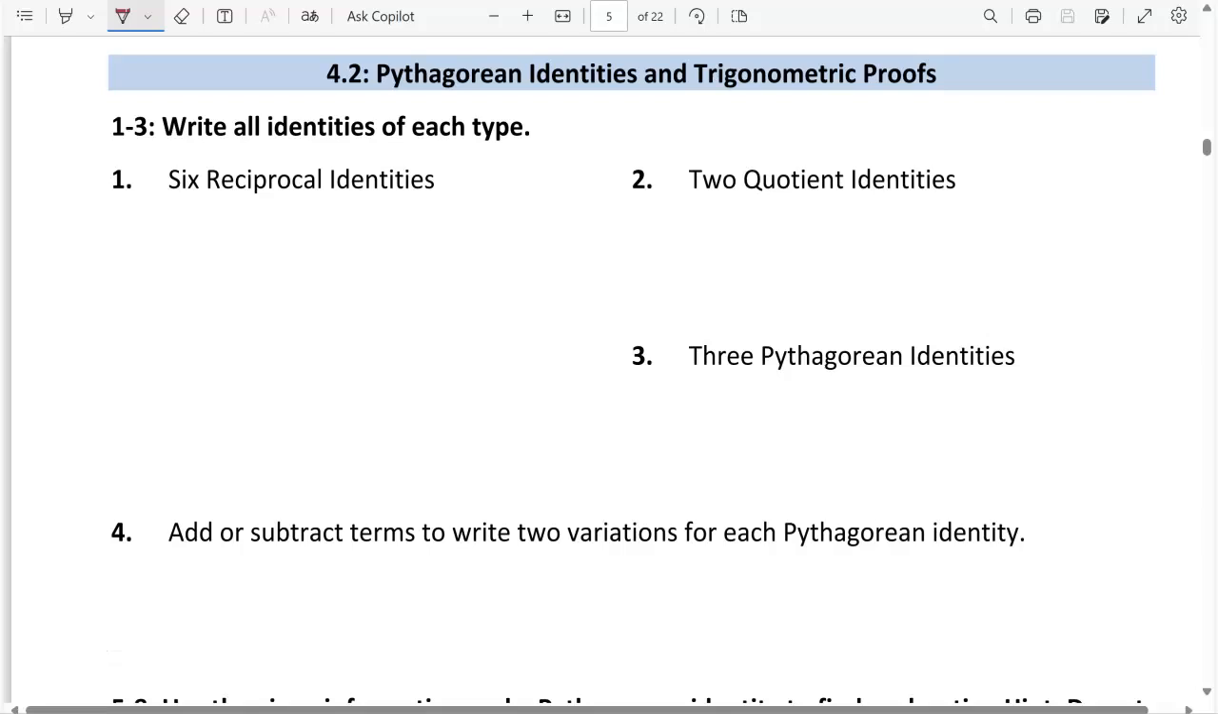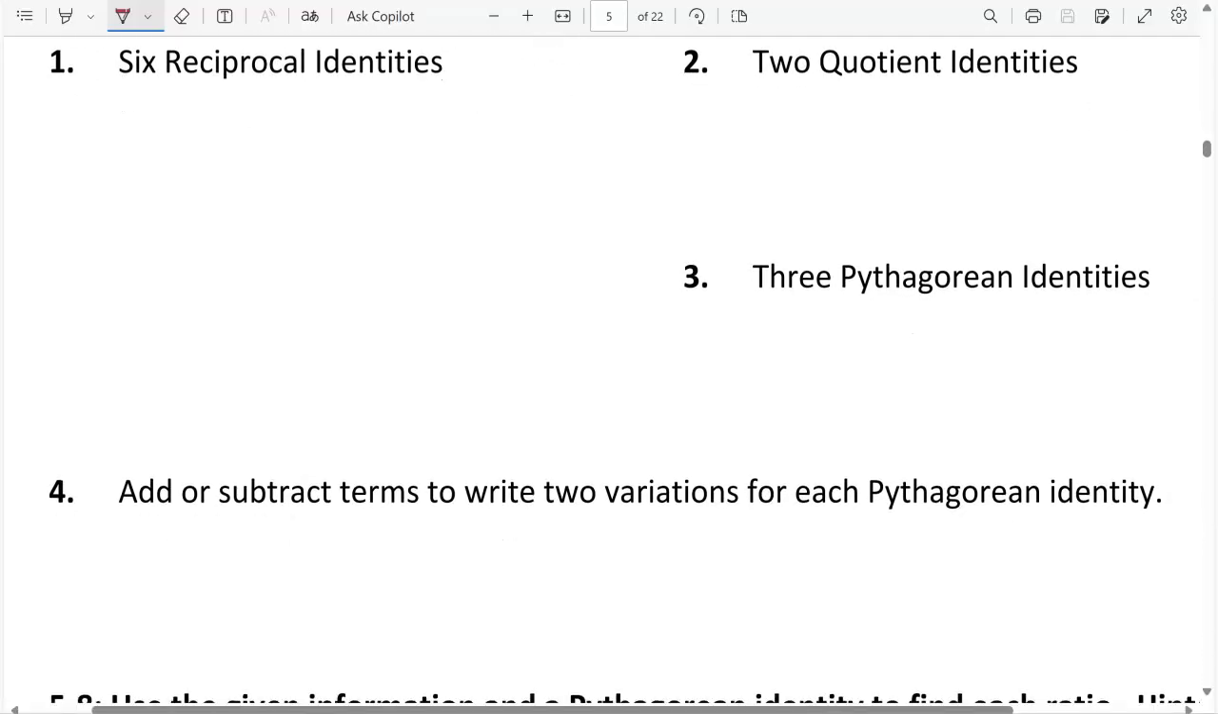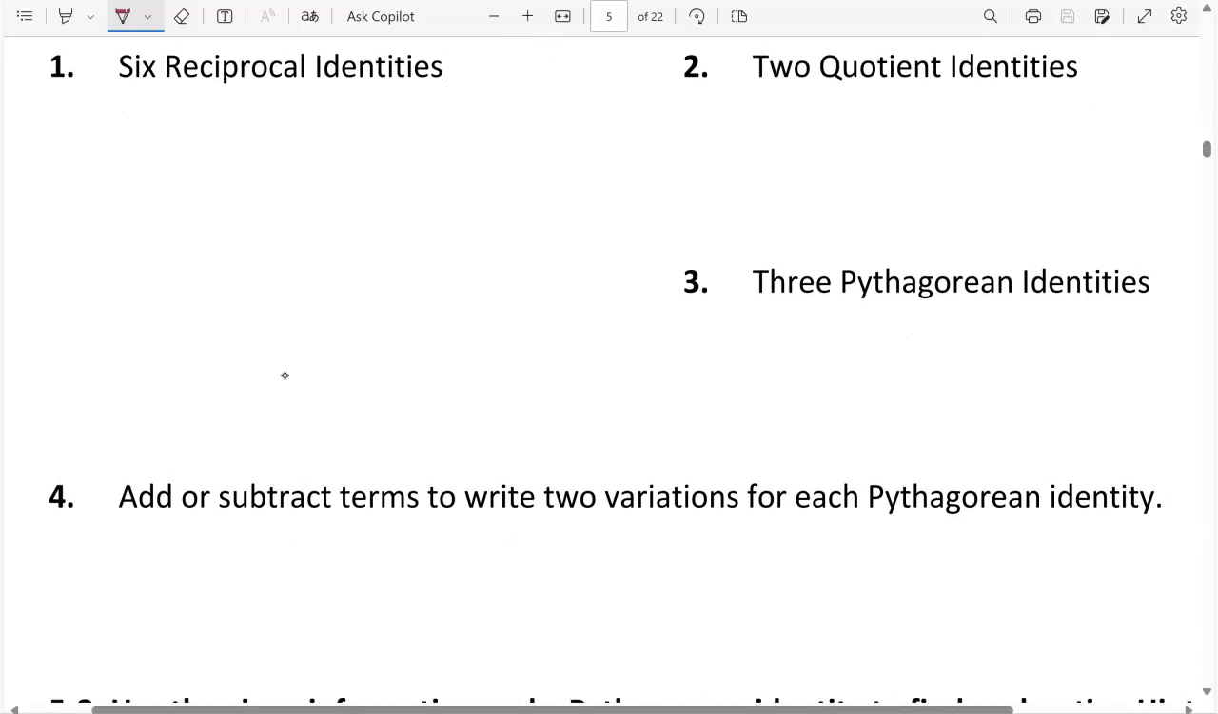In 1 through 3, we're asked for the 6 reciprocal identities. There are 3 pairs of reciprocal functions, and sine of theta is equal to 1 over the cosecant of theta, and similarly, cosecant of theta is equal to 1 over sine of theta. You're going to probably memorize those as one thing.